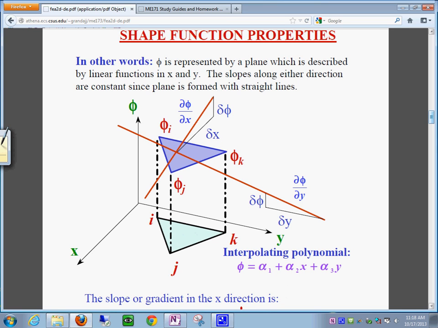Remember, this is a plane, where you have an equation of a plane. But you see here, if you measure the inclination of the plane, or the slope, you may say, of the plane about the x-axis, you're going to have d phi dx. If you measure the inclination of this blue plane about the y-axis, you're going to have d phi dy.